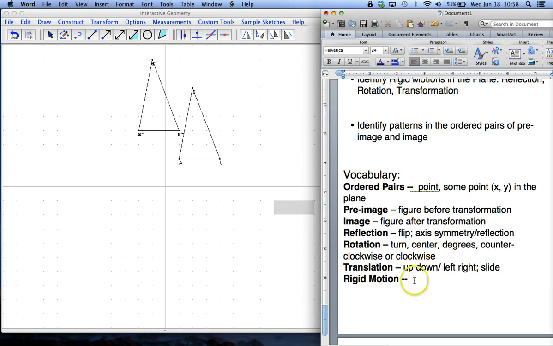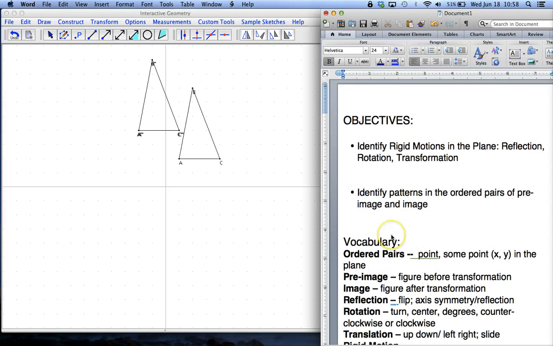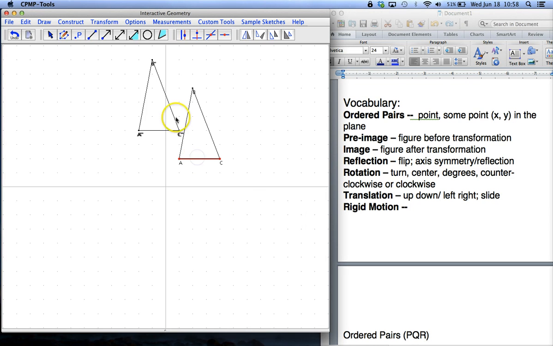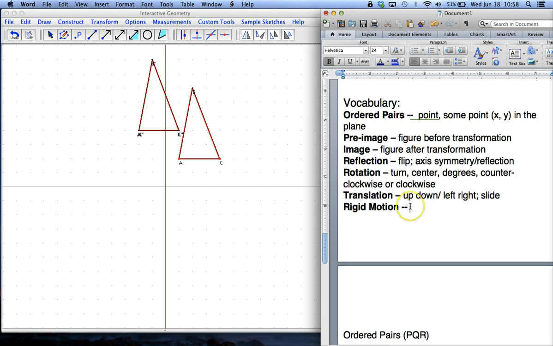Well, what do we ultimately mean by rigid motions? This entire lesson was about rigid motions. What do you notice about this triangle in the pre-image, triangle ABC, and this new triangle, triangle A prime, B prime, C prime? We're talking about two images that are congruent. So in a rigid motion, the pre-image stays congruent to the image.